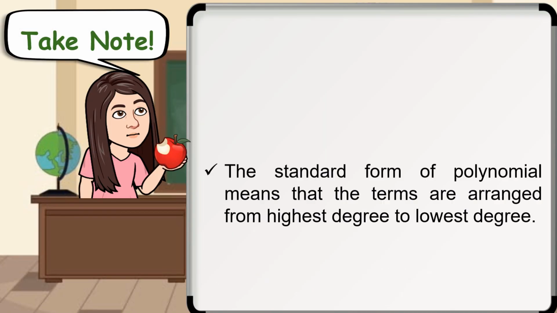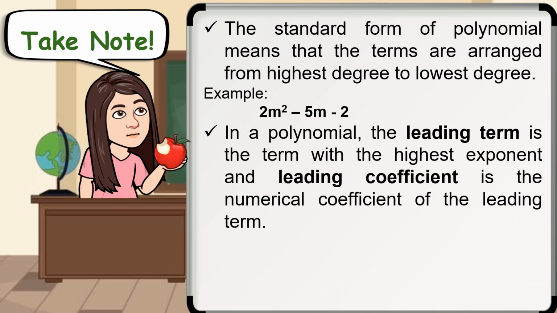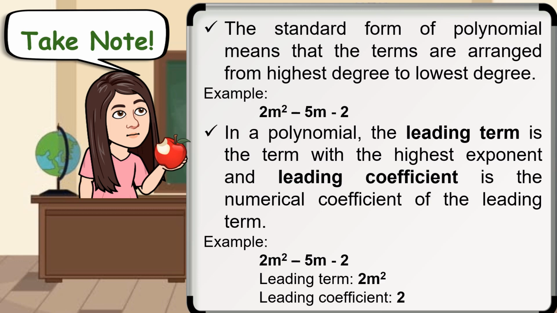Take note that the standard form of a polynomial means that the terms are arranged from highest degree to lowest degree. For example, 2m squared minus 5m minus 2. In a polynomial, the leading term is the term with the highest exponent and the leading coefficient is the numerical coefficient of the leading term. Example, 2m squared minus 5m minus 2. The leading term is 2m squared and the leading coefficient is 2.